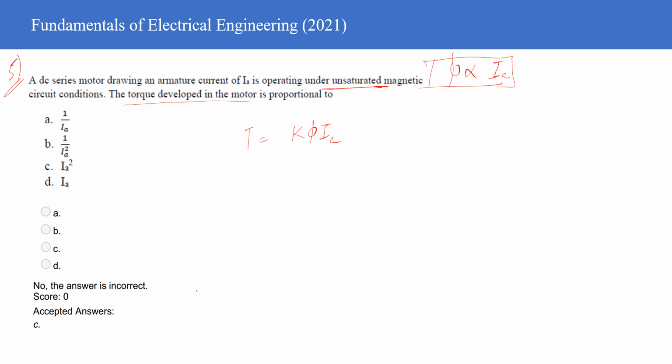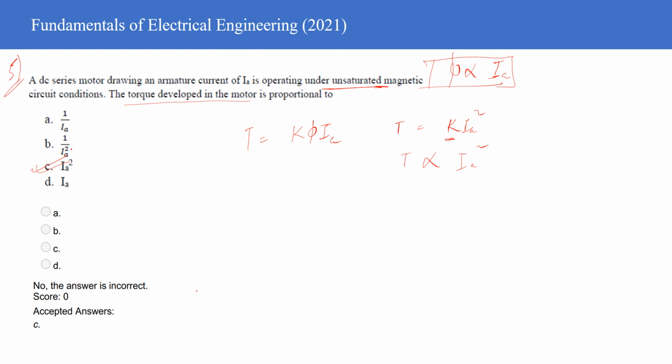And phi, we know, is proportional to Ia, again the armature current. So you can write torque is equal to K Ia square. And if you remove this proportionality constant, you can just write torque is proportional to Ia square. So if this is the situation, then C becomes your correct answer. I'm hoping that you understood this particular problem.